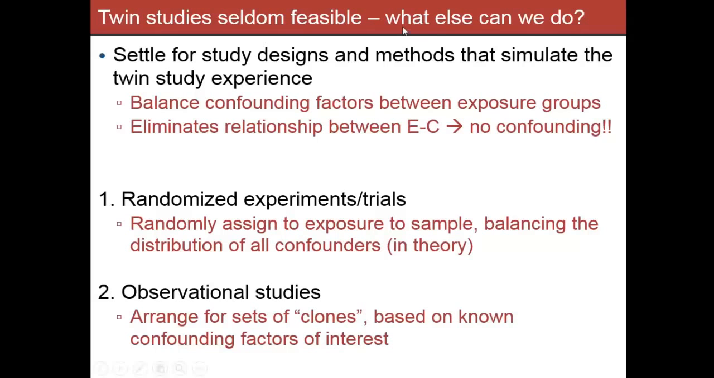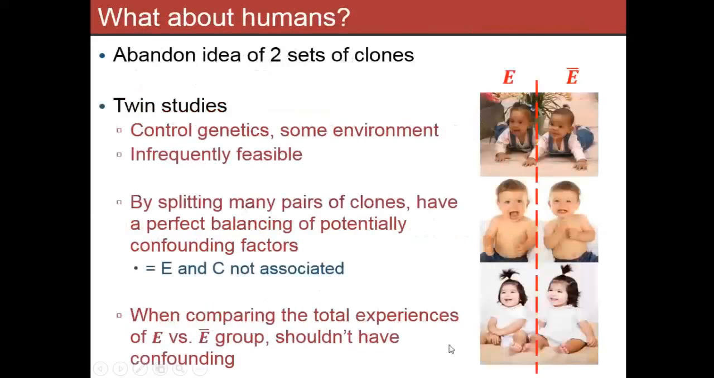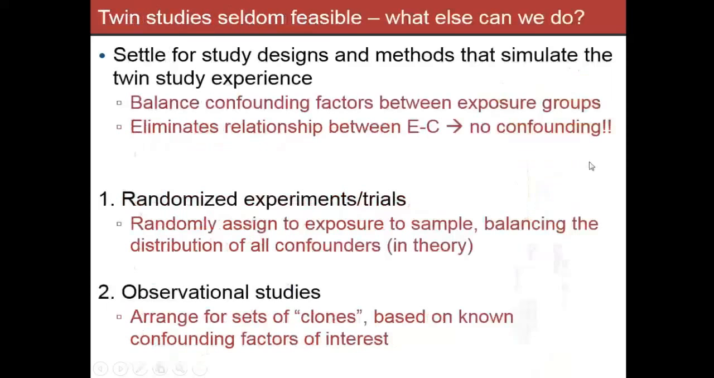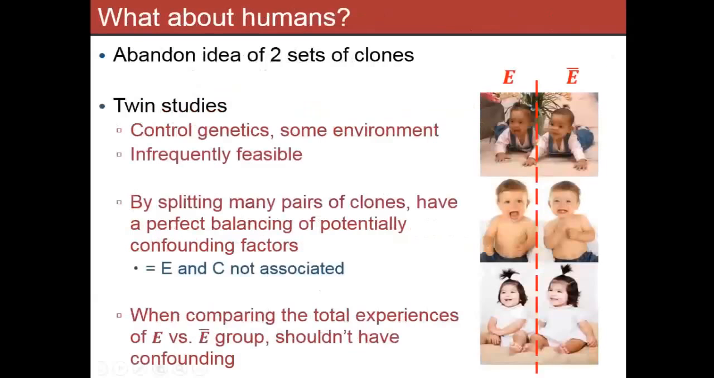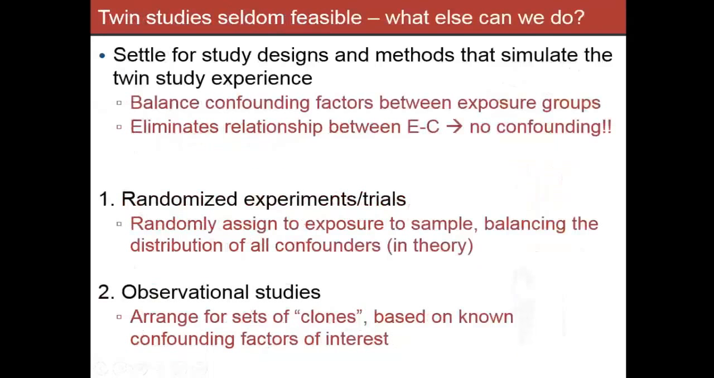So I'm just going to jump through this here. You can't really do a twin study always. One way to achieve this ideal is through randomized controlled trials. If you randomly assign exposure to a group of people, in theory, you're going to balance the distribution of confounders between the exposed and the unexposed. So you have 100 people, and you randomly give half the exposure and the other half you don't. They're not going to be twins, but on balance, they're going to be balanced. You're going to more or less be balanced on confounders.